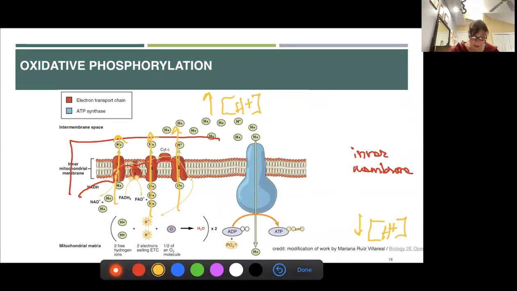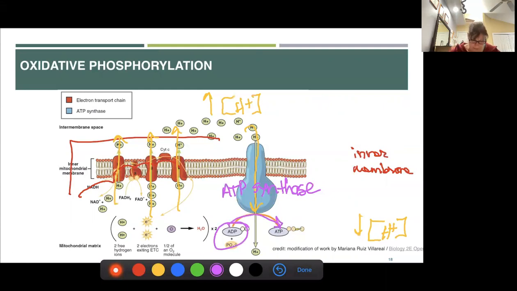And so what's going to happen is they're going to want to diffuse, right? That's passive. They're going to want to diffuse through this protein that is called ATP synthase. And as it goes through ATP synthase, it will do work. That kinetic energy will do work. It'll convert that kinetic energy to chemical energy, and it's going to phosphorylate ATP.